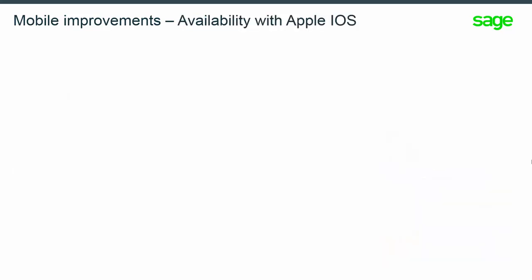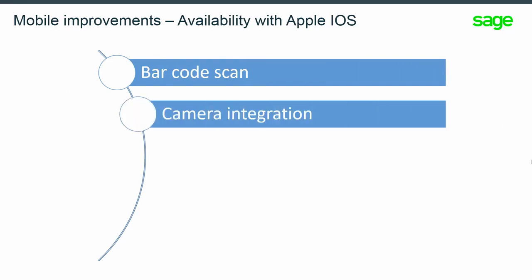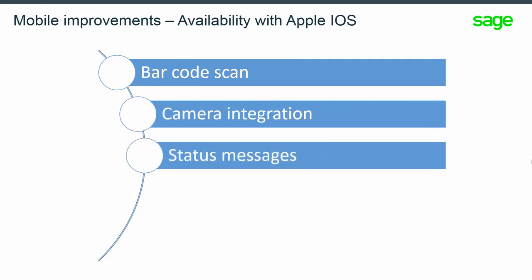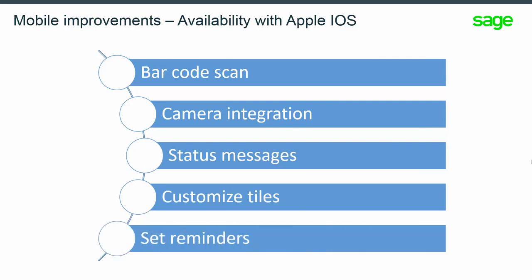Now, a dedicated iOS client is available that embeds the browser and adds device-bound features to improve the user experience. Other features include the ability to open a barcode scanner from an icon, camera integration with resizing, modification, and highlighting capabilities, text messages to display information on statuses, customize and remove tiles on the iOS dashboard, and set reminders.